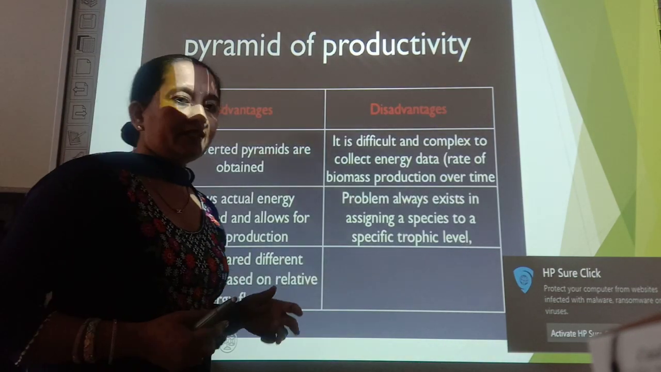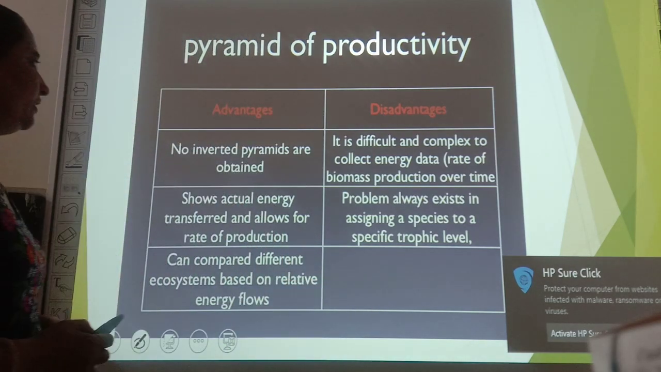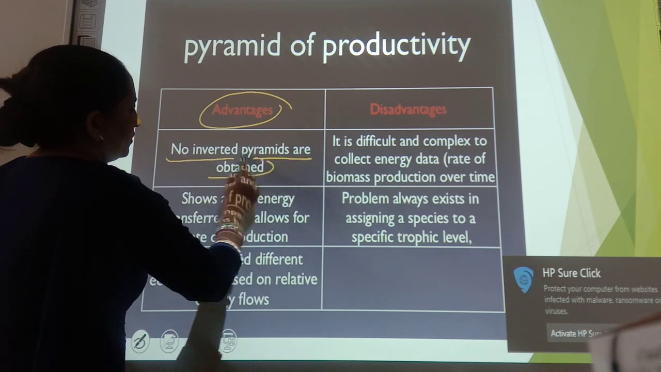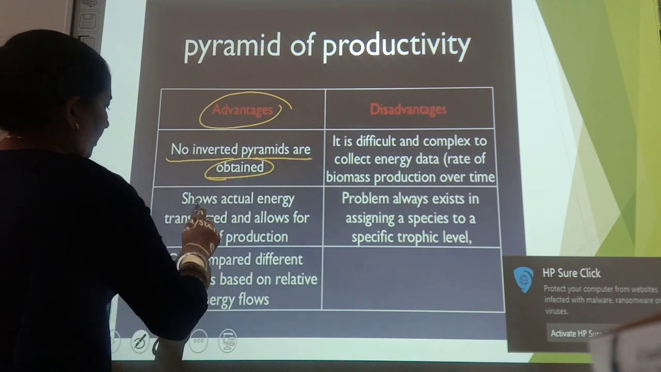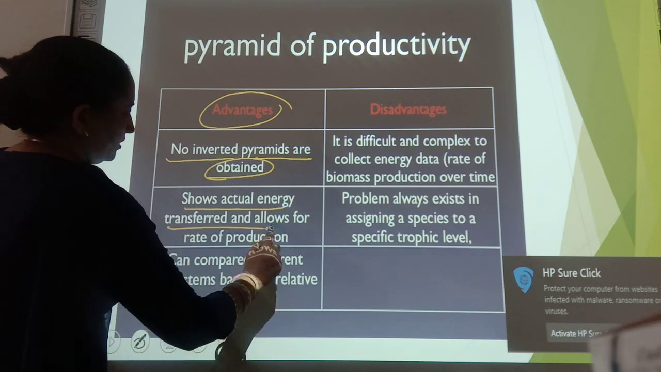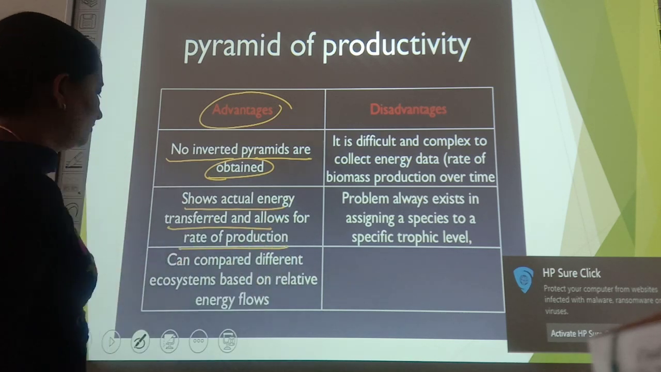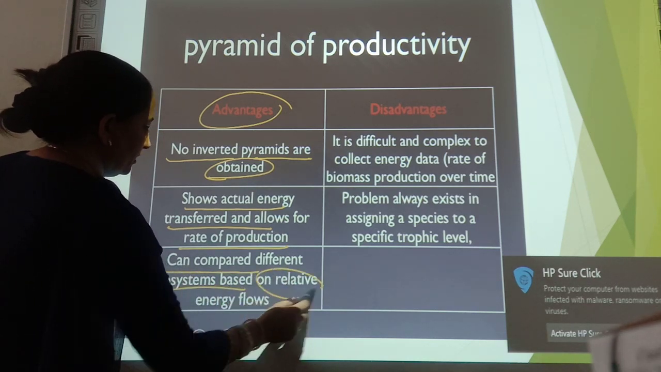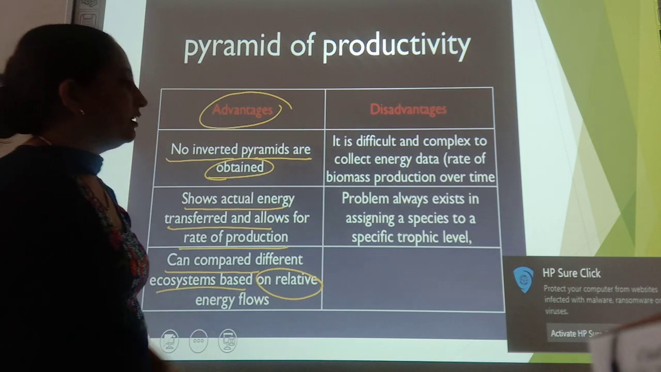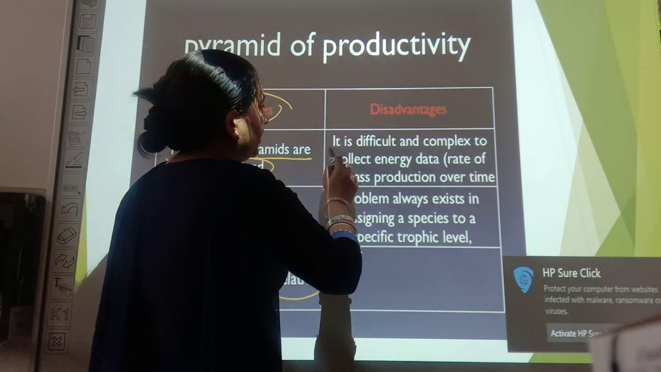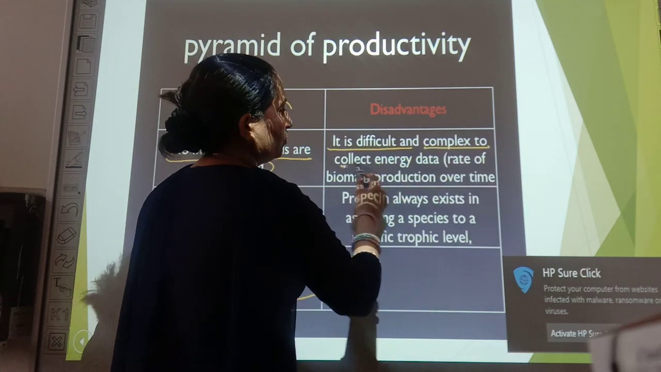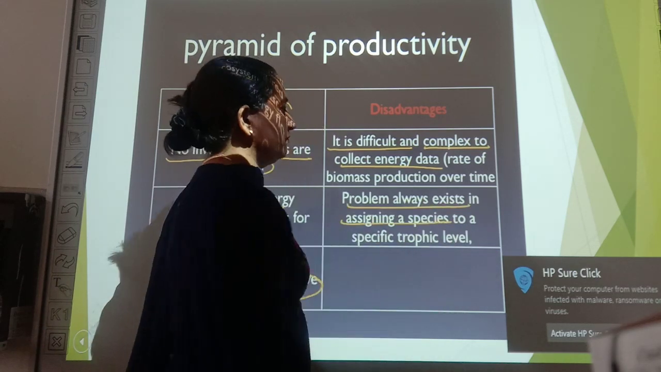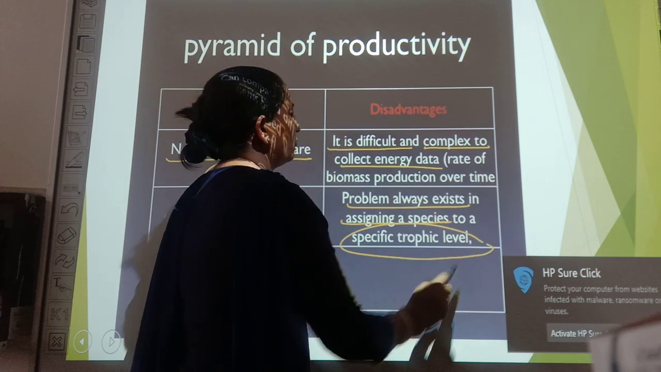Here are also some advantages and disadvantages of productivity. The advantages are that no inverted pyramids are obtained. This is the main point, and this shows actual energy transfer and allows for the rate of production. We can compare different ecosystems based on relative energy flow. And here some disadvantages are also there. It is difficult and complex to collect energy data, and a problem always exists in assigning a species to a specific trophic level.